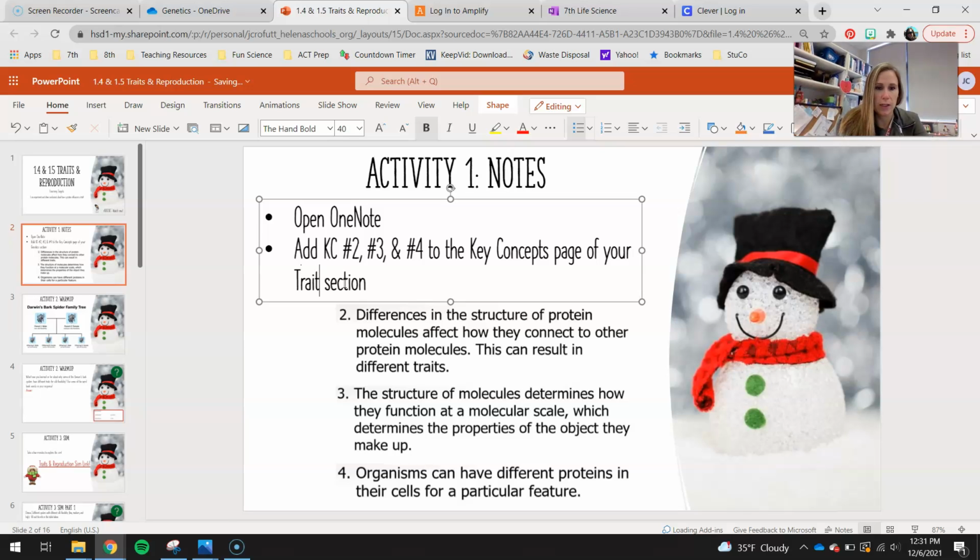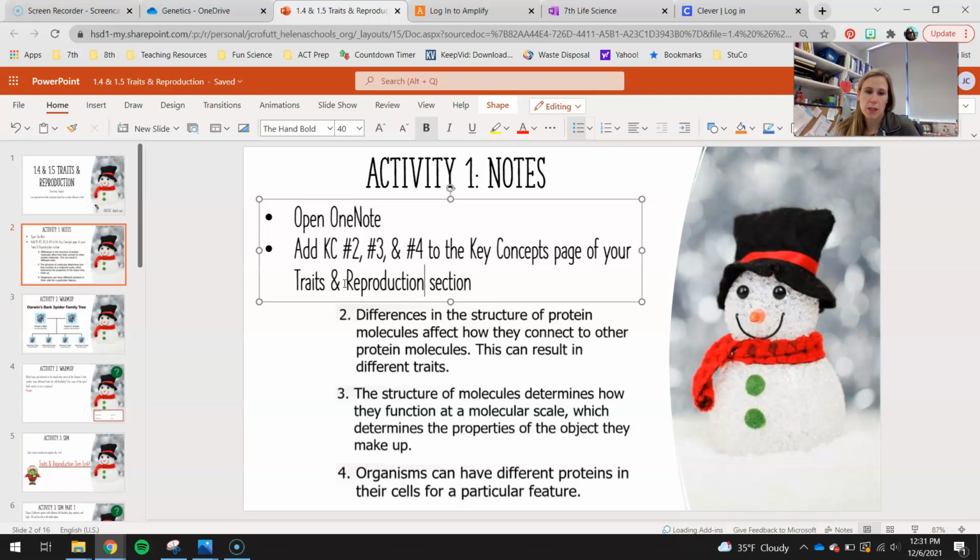Your first key concept, number 2, says differences in the structure of protein molecules affect how they connect to other protein molecules. This can result in different traits. I gave you the analogy to think of a protein like a key. If the shape of the key is different, it won't do its job of unlocking the door. Think about that when we're talking about how it might interact with other proteins.